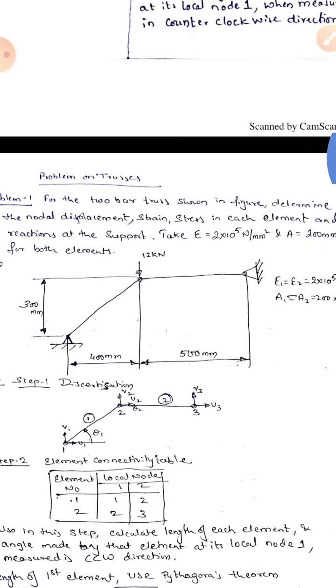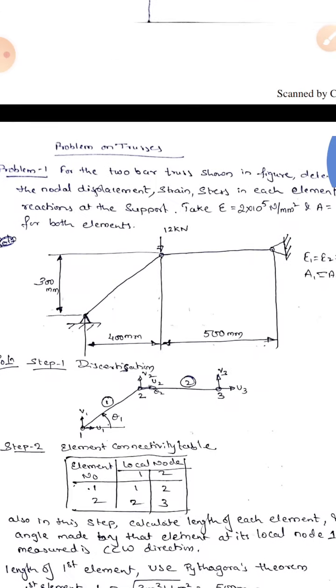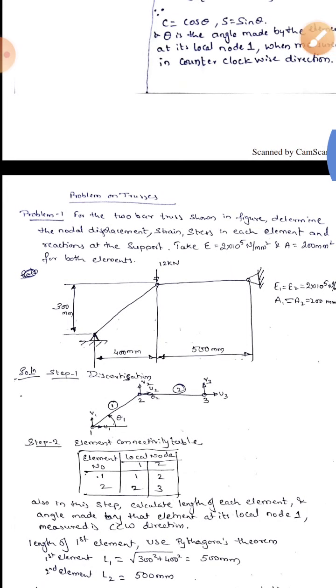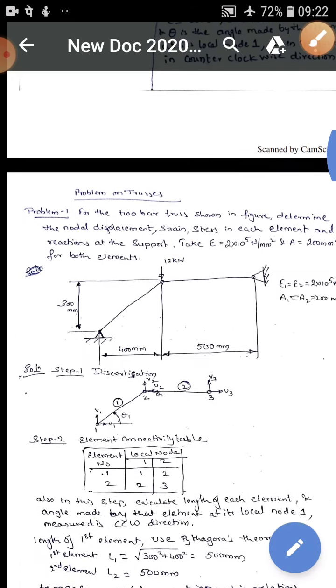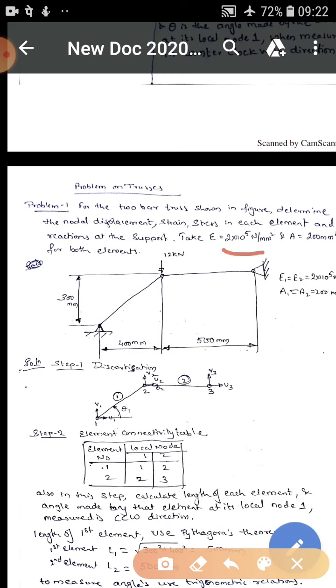What is the problem? You can see there is a 2-bar truss shown in the figure. Determine the nodal displacement, strain, stress in each element, and also the support reactions. Take Young's modulus E as 2 into 10 raised to 5 Newton per mm square. Area is given as 200 mm square.